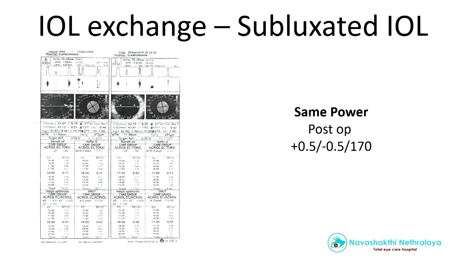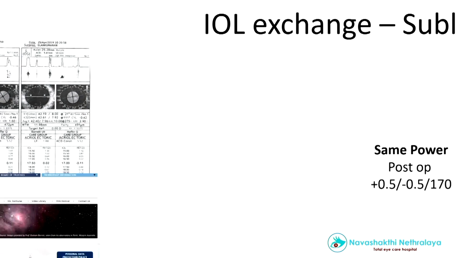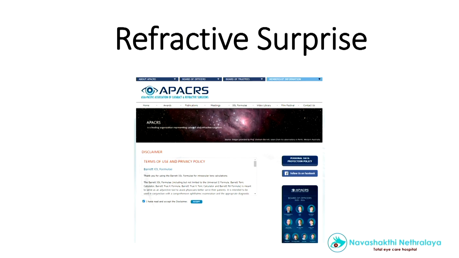His vision was only, I think, 6 by 18 or 6 by 24, but look at the refractive result. This is what we got. That same lens, what you saw as a subluxated lens, I had put in 2009, and this was repeated in 2017 or 18. Now, there is a refractive surprise. How do we go about it?